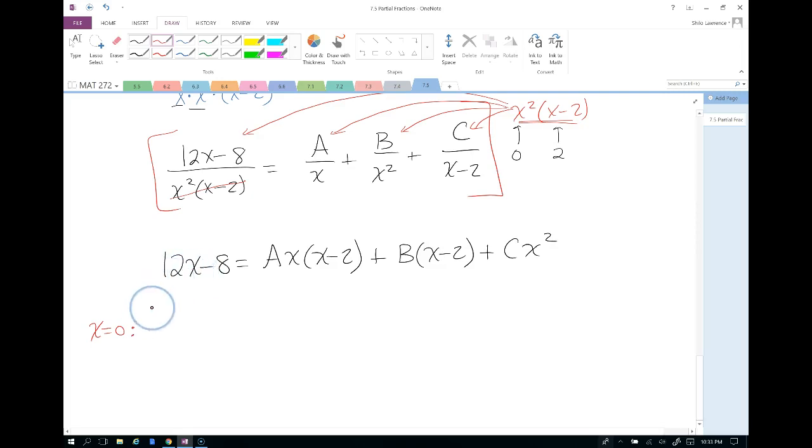So if I plug in x equals 0, and you're going to plug it in everywhere, including, don't forget about the left-hand side of this equation, which was the original fraction. If I plug in 0, I get negative 8 equals, well, this has a factor of x, so that whole thing's going to zero out. This has a factor of x, so that whole thing's going to zero out. All I'm going to be left with is b times 0 minus 2. So negative 8 equals negative 2b, which means b equals 4.